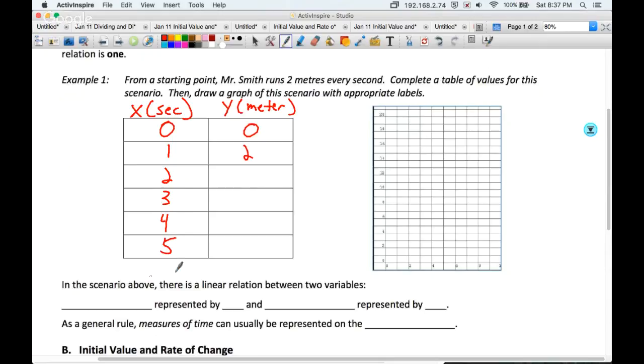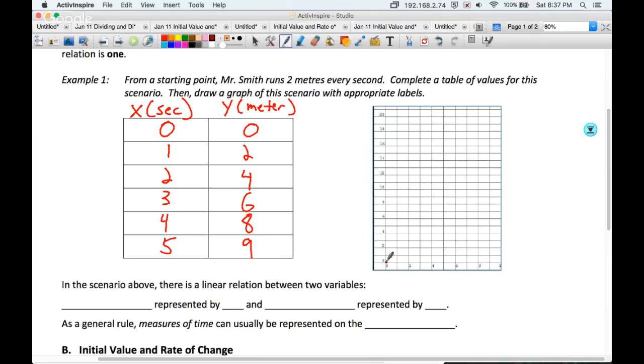I always like to count up by ones in my x column. Makes finding the rate of change much easier. And let's then count by 2's over here, because for each second, he's going 2 meters further. What's this going to look like when graphed?